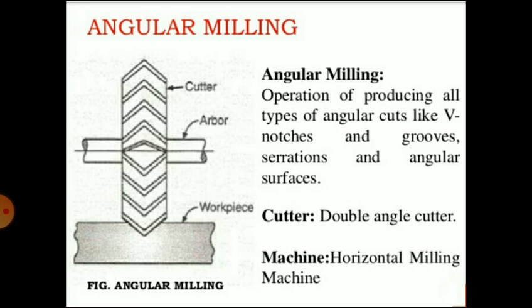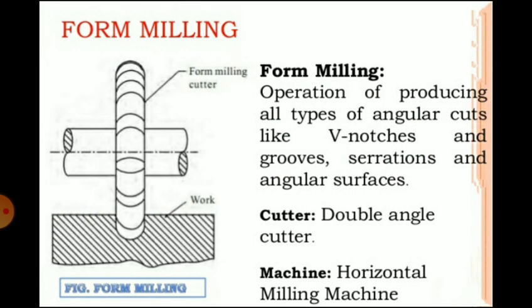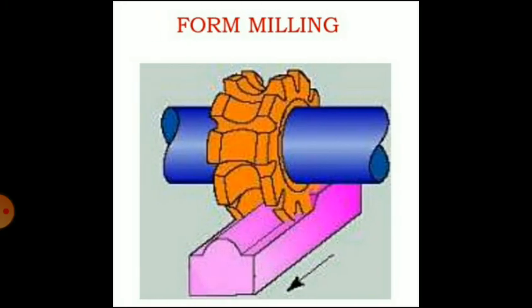Then angular milling. So the simple example of angular milling is the production of a V block. It is the operation of production of an angular surface on a workpiece other than at right angles to the axis of the milling machine table. Then form milling, the operation of producing all types of angular cuts like V notches and grooves, serrations and angular surfaces. The cutter used is a double angle cutter, and a horizontal milling machine is used. So this is form milling.